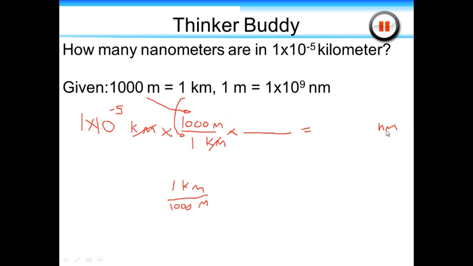So now I somehow need to end up with nanometers. In order to end up with nanometers, they have to be up here in the numerator when my problem ends. So that means when I use this equality statement, I need to have meters down here and 1 times 10 to the 9th nanometers up there. And when you do that, meters cancels. And so you have 10 to the minus 5th times 10 to the 3rd times 10 to the 9th. So we should end up with 1 times 10 to the 7th.